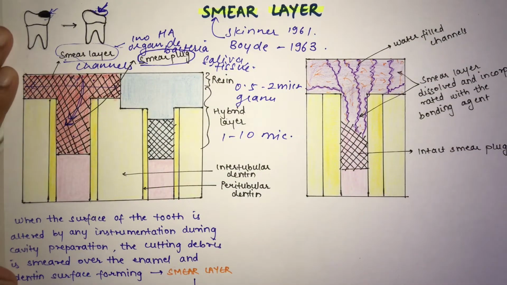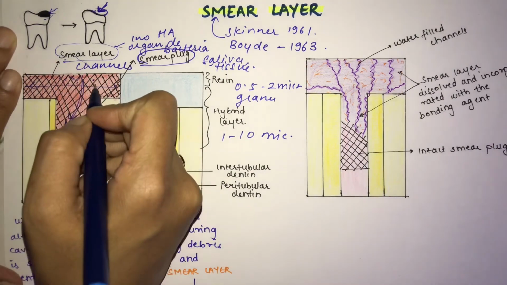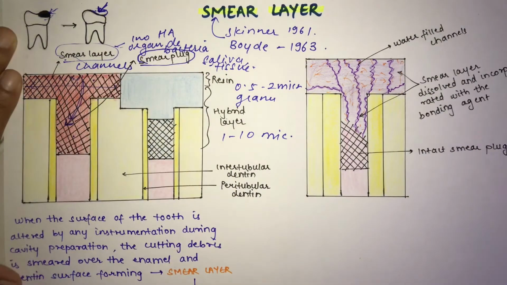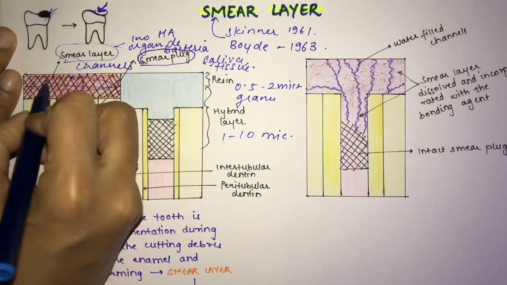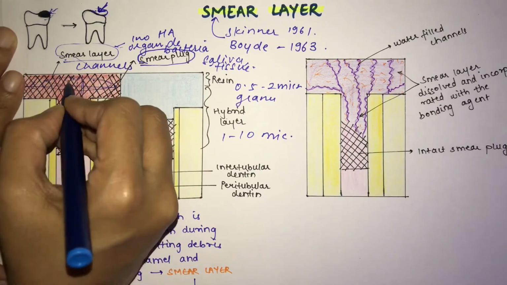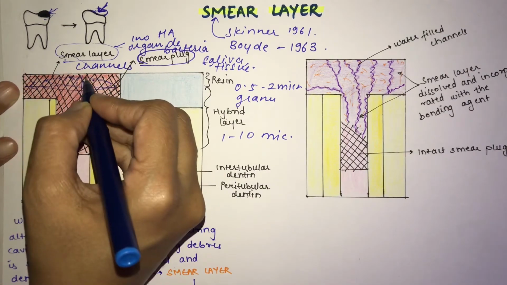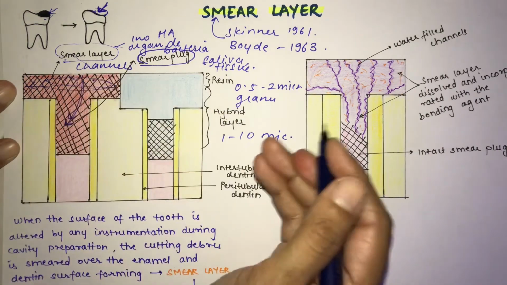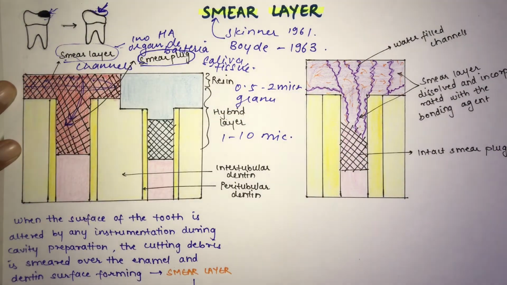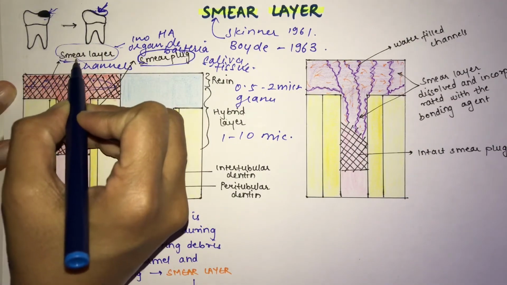This smear debris is porous and has some microchannels through which the dentinal fluid can pass. This smear layer has a weak attachment to the underlying dentin. It is a layer of debris, so it has a weak attachment to the dentin, and it is usually brittle in nature. So this smear layer can be detrimental to effective bonding. When your smear layer is present, your bonding will deteriorate.